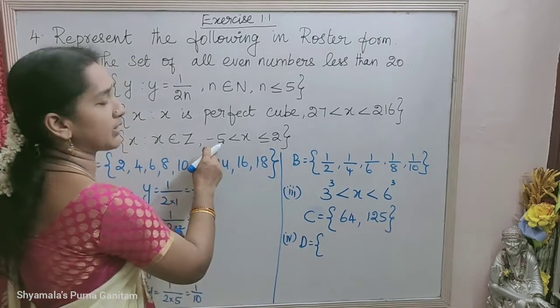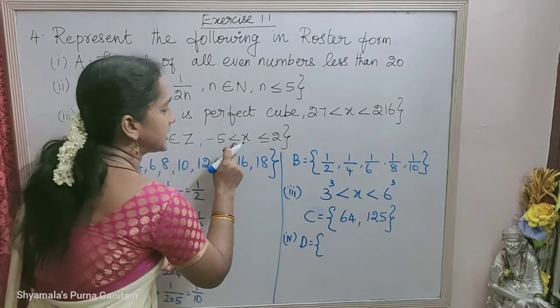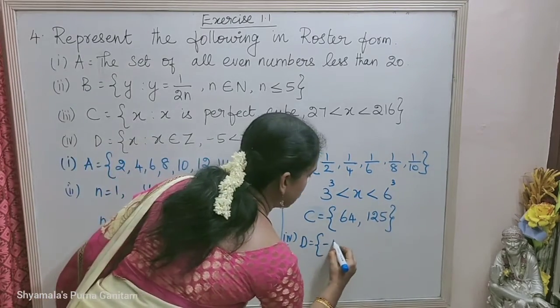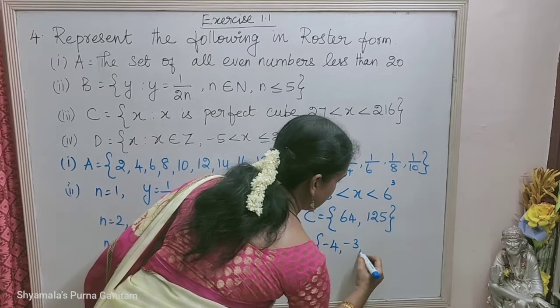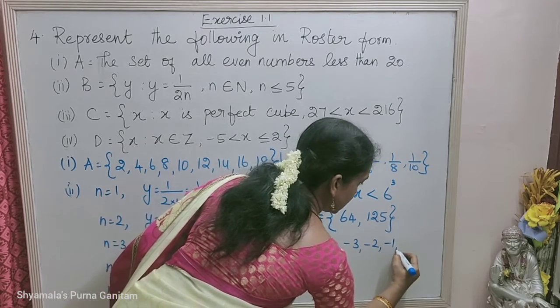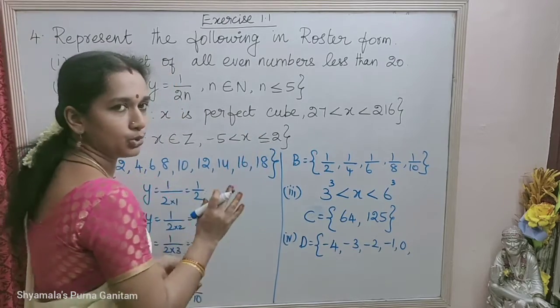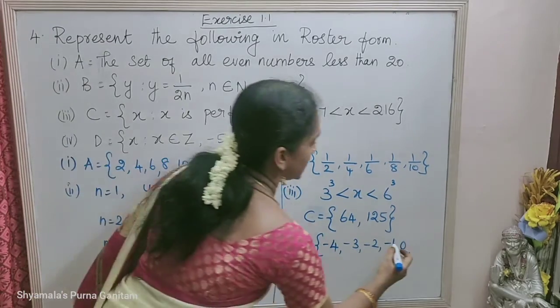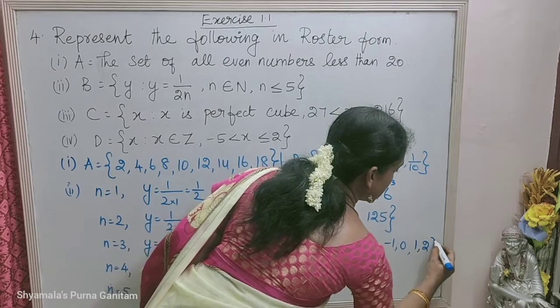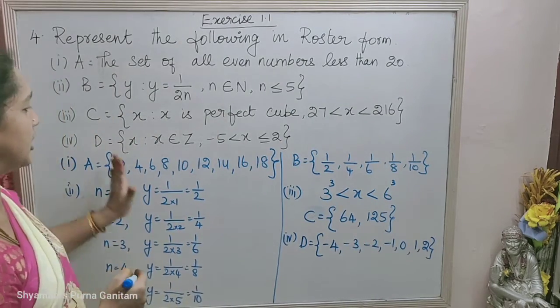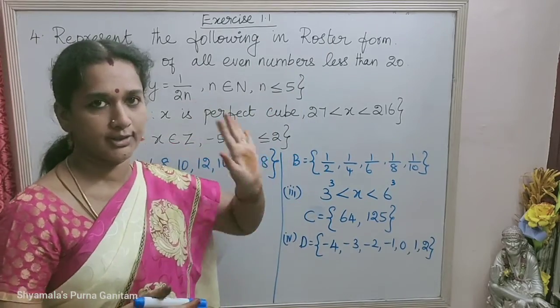So here it starts from minus 5, but here it is given less than X only. So you have to write minus 4, minus 3, minus 2, minus 1, 0 and then less than or equal to 2, so it will be till 2. So 1, 2. So for these 4 questions, we wrote the answers in the roster form.